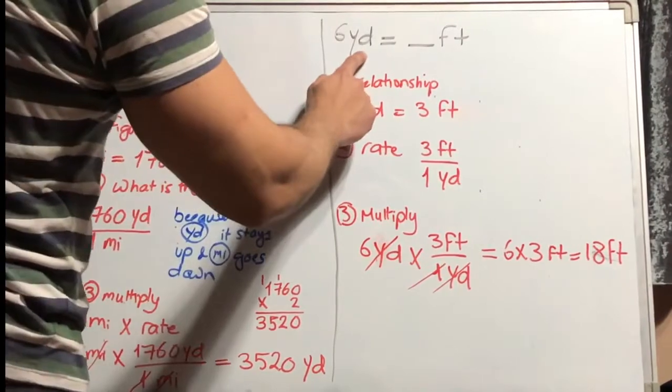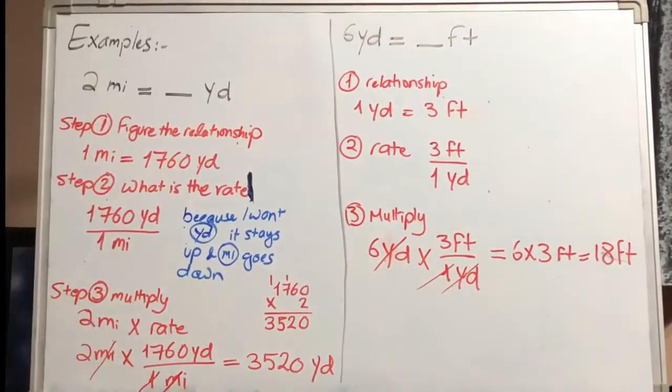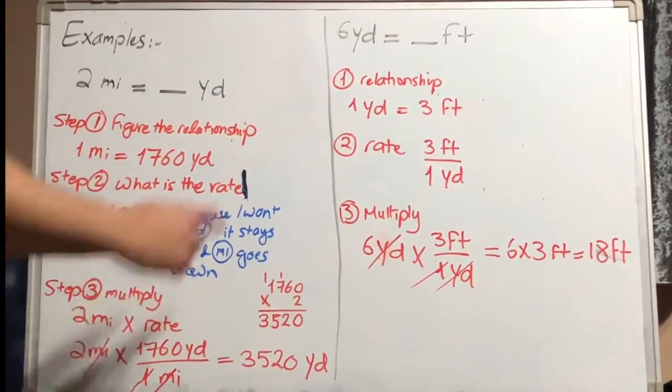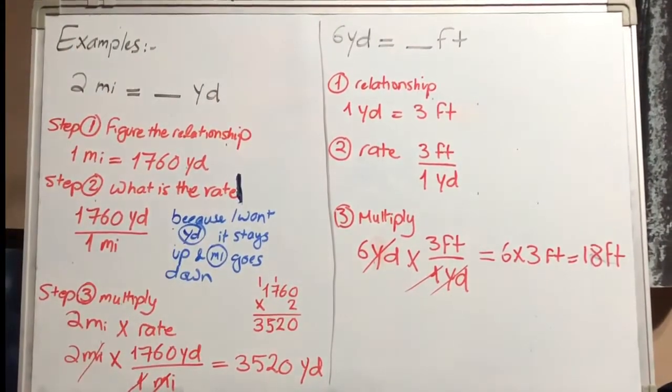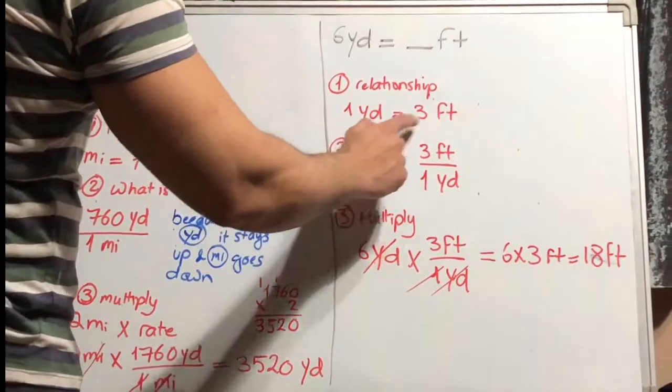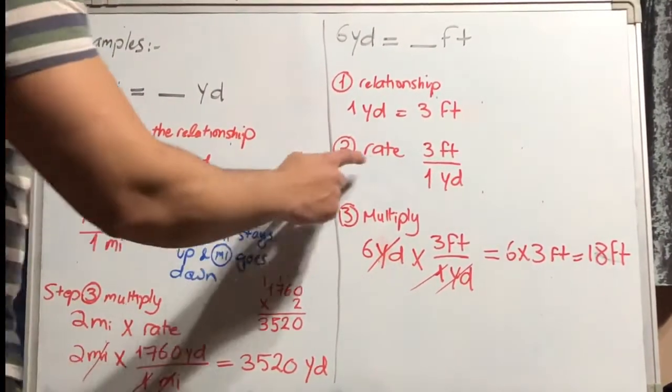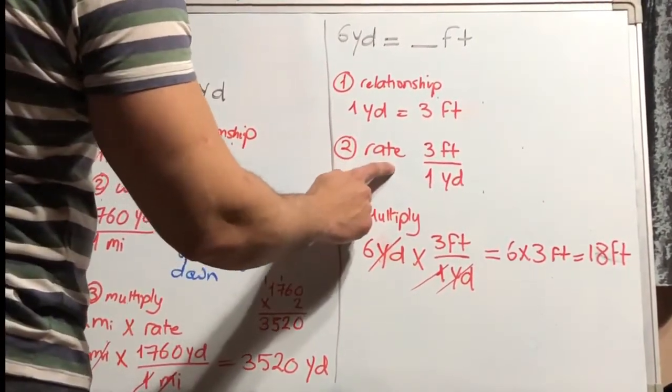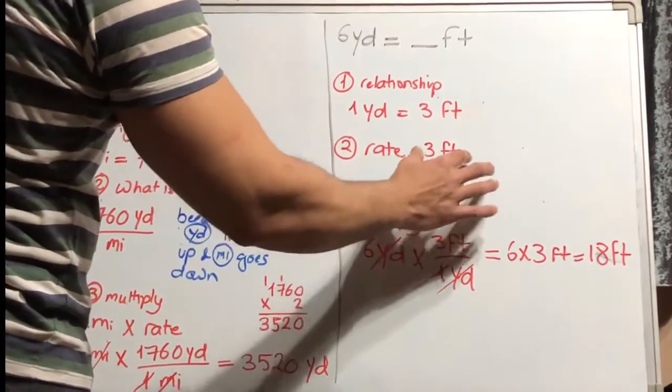Here I have 6 yards equals how many feet? Step 1, figure out the relationship. I know that 1 yard equals 3 feet. So the second step is the rate. Make up a rate fraction.